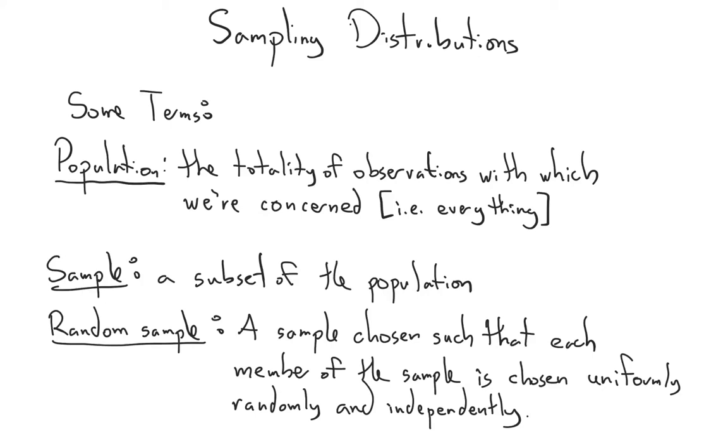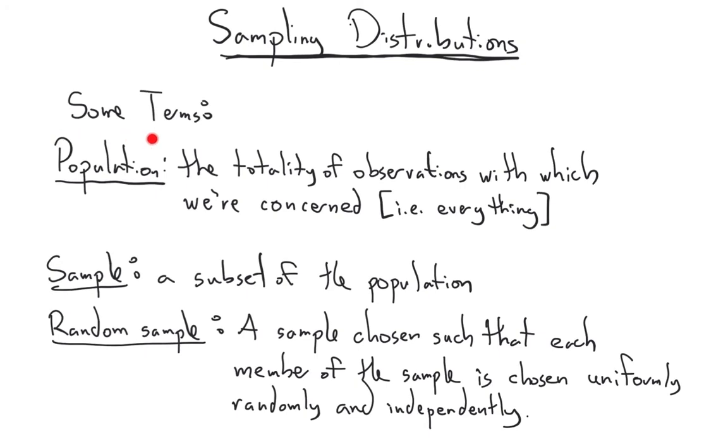In this video, we're going to talk about something called sampling distributions. And sampling distributions are distributions that we make by measuring things about a sample from a population. Now, before we get going, we need to talk about a little bit of jargon. So we have these terms so we can refer to concepts.